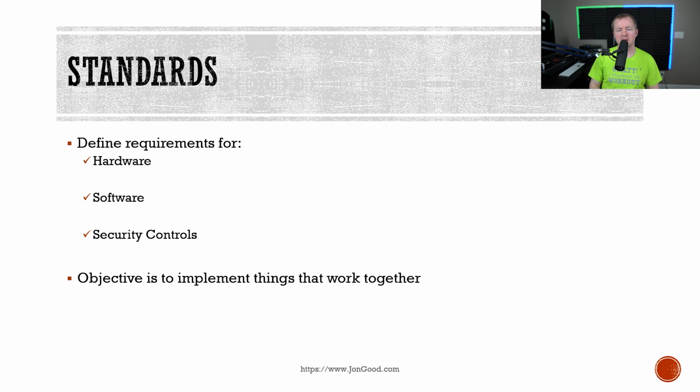Let's move on to standards now. Standards define requirements for technology such as hardware or software and security controls. By using standards, we're implementing a consistent standard of technology, and we ensure that things are going to work together. Think about if you were using all Windows computers in your company, and then all of a sudden somebody decides to implement an Apple computer. Now all of a sudden we have issues like patching, configuration management, and some others that we have to worry about.